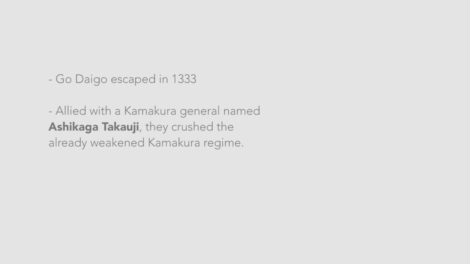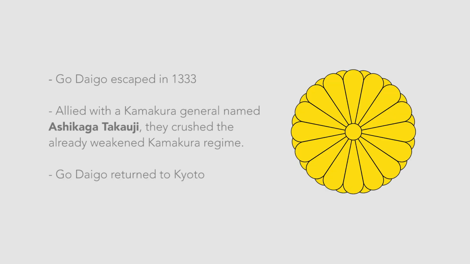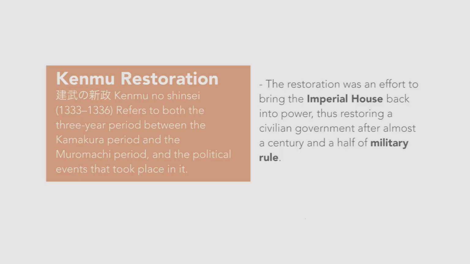In 1333, he managed to escape and allied with a Kamakura general named Ashikaga Takauji. Together, they crushed the already weakened Kamakura regime. Go-Daigo returned to Kyoto, having crushed the Bakufu forever, and started his new golden age of imperial rule. Yeah, right? No. Unfortunately for him, this period, called the Kenmu Restoration, was short-lived.